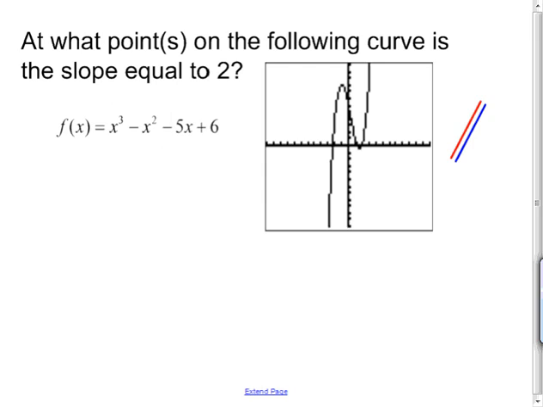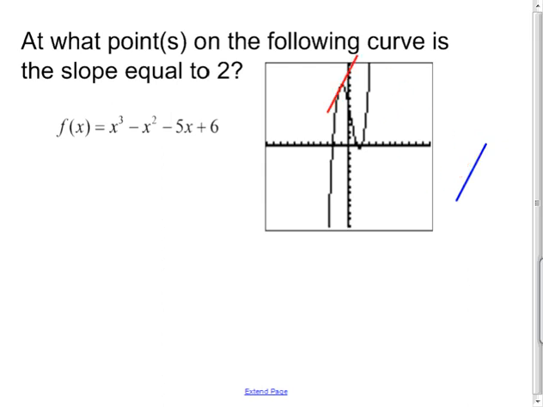So here we say, at what points on the following curve is the slope equal to 2? And we have x cubed minus x squared minus 5x plus 6 as the curve. I prefabbed these little tangent line tools that we're going to use here for a second, and these have a slope of 2. So where is that actually going to fit the graph nicely?